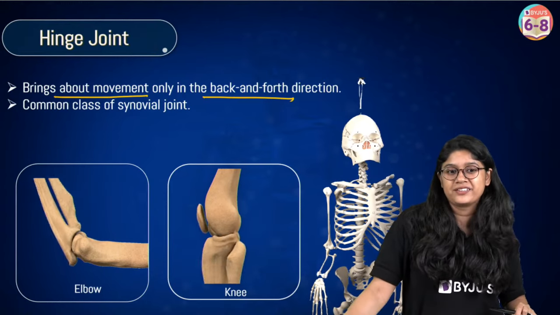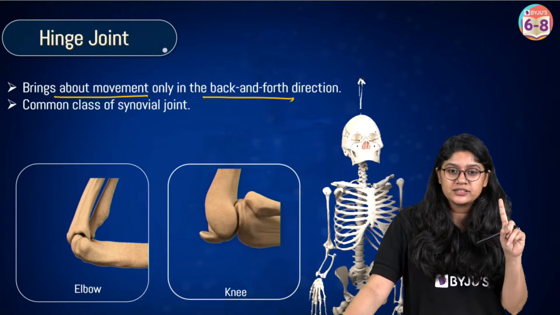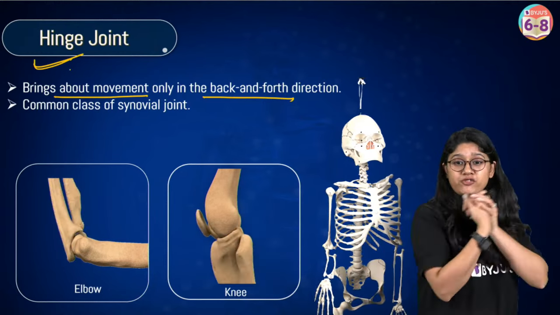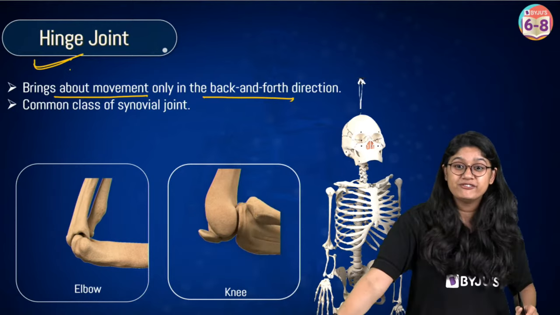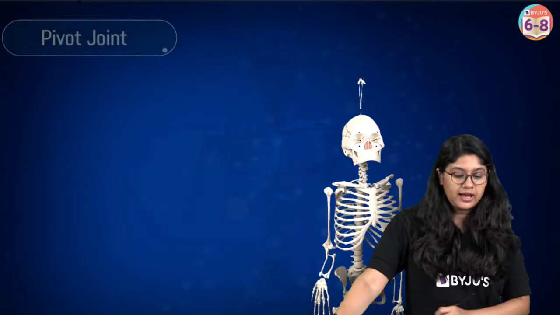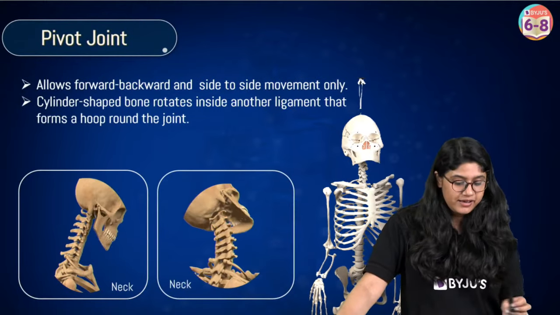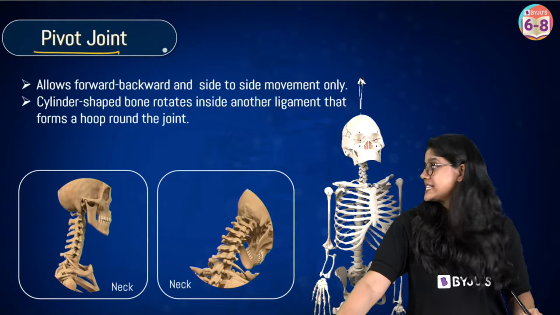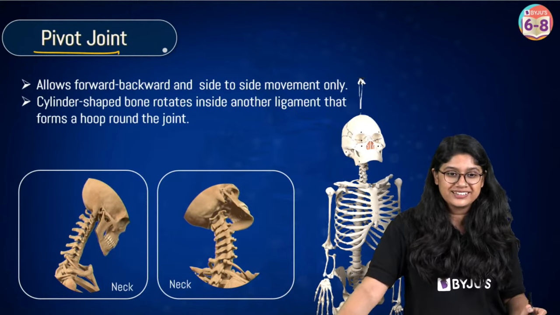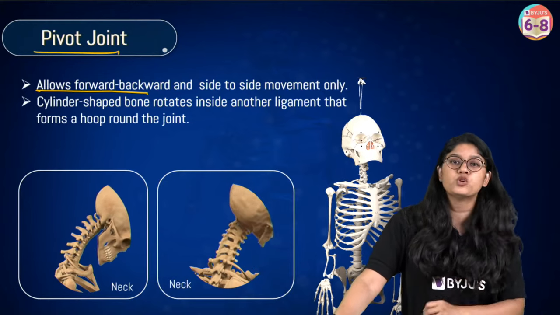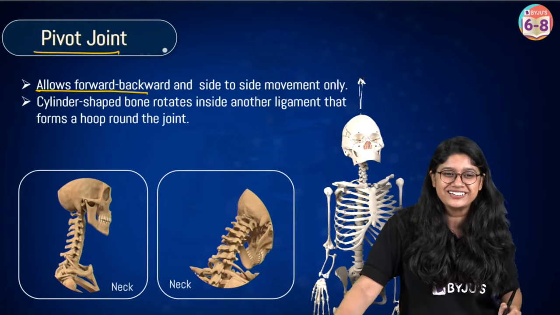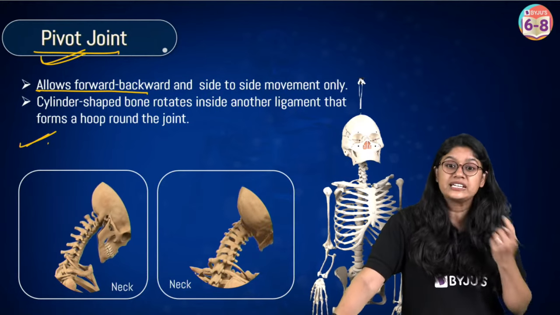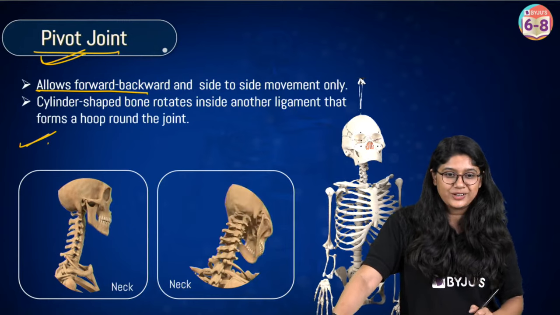We're repeating it again. Everyone, are we clear about the hinge joint? Yes, so we have the hinge joint, which does a movement back and forth, back and forth. Very good. Then, of course, we have the next joint, which is the pivot joint, which helps us to move our neck front and back, side to side. So it allows movement forward and backward and left and right. Yes, so we have the pivot joint. You can take a screenshot, of course, and you'll be able to remember it.